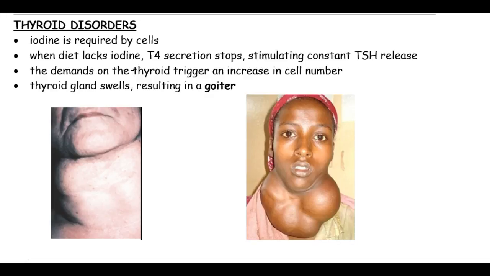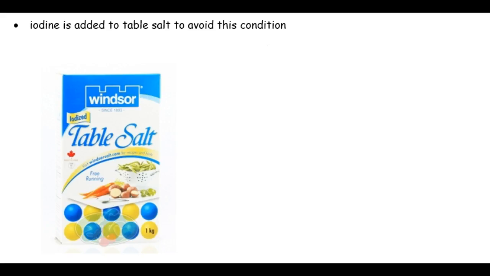How your body tries to counteract the fact that there isn't any thyroxine being released is that you end up with cell division occurring at a high rate. Your thyroid gland is going to swell as a result, and that's what creates these large masses around the area where your thyroid gland is found. Especially in developing countries, you'll see goiters more frequently than you will in first world nations like Canada. It's not very common.